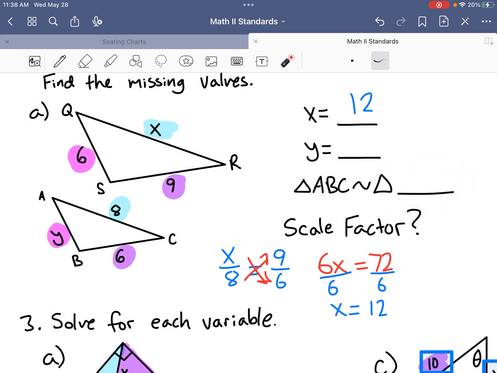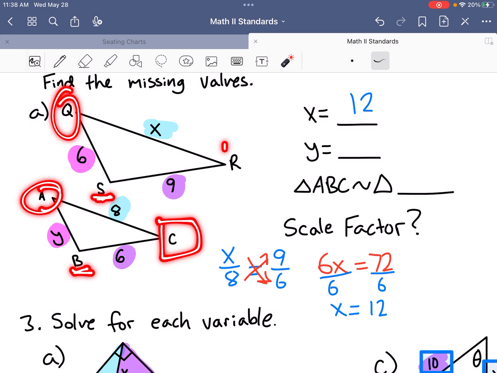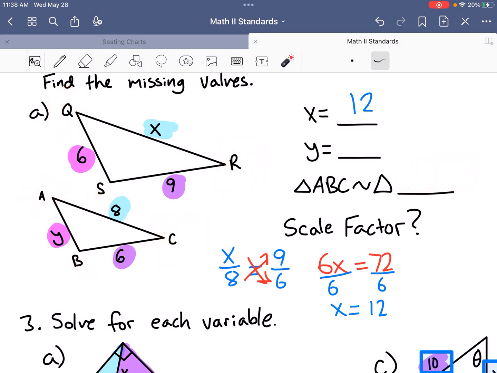Now, when it comes to naming the similar triangles, since we know that they're similar, you have to remember that we list the vertices, the corners of our triangle, in the same order in both triangles. So triangle ABC is similar to triangle QRS. We start at a corresponding corner, and you go the same direction around the triangle for both of them.